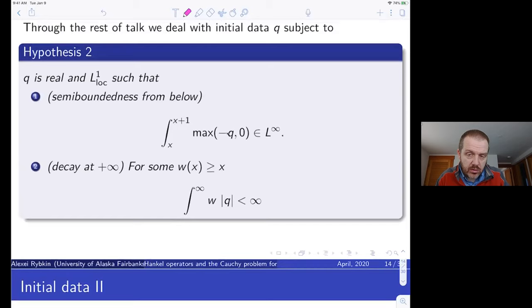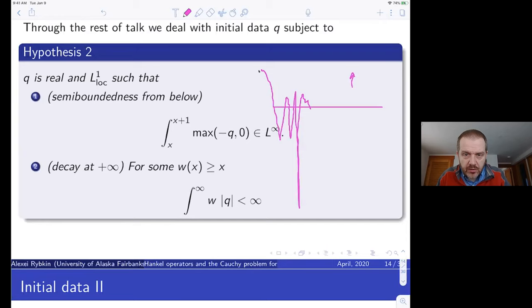So, if you try to visualize, let me draw a picture. I actually have that. So what your potential may look like? It's Q. Something like this. So it's my Q. So the negative part is what matters. And so the average over unit interval should remain bounded. But Q could be unbounded, could go to plus infinity. Okay. And it would not ruin the machinery.